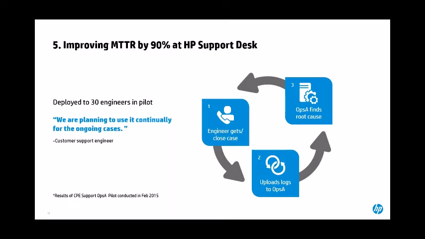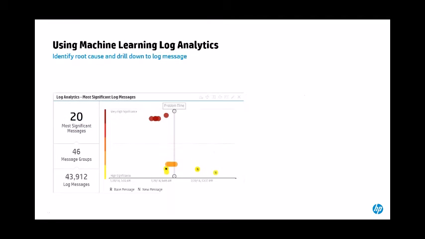So a typical process would be the support engineer gets assigned a case. Then he or she would upload the logs associated with this case that the customer sent them to do the analysis. They upload it into operations analytics to find a root cause. And as a result of this pilot that they did, they were able to reduce their mean time to repair by over 90%. And so they were really excited about that.